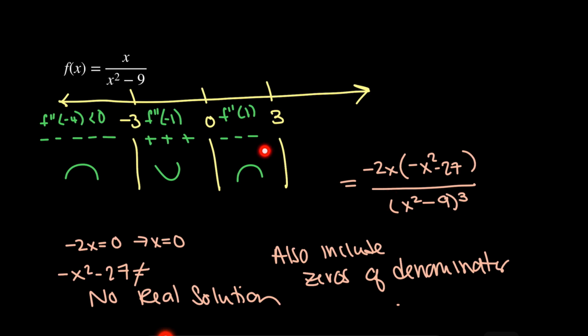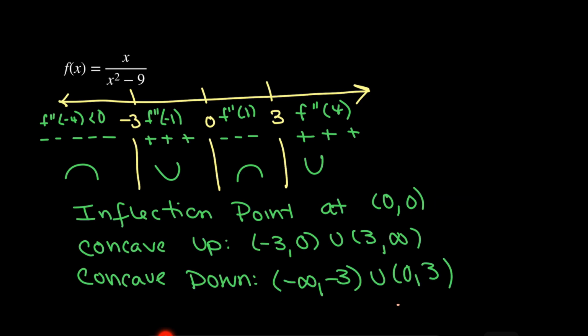I got a negative, so concave down. And then finally, bigger than 3, I chose 4. Put that into my second derivative. I got a positive, so concave up. So I know where the graph is concave up and concave down.